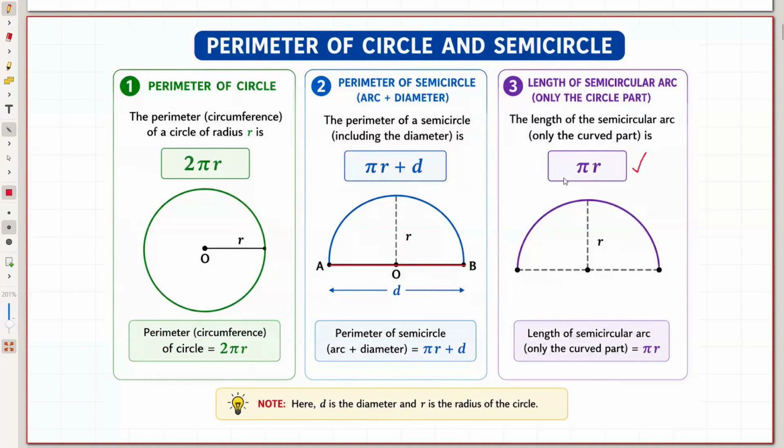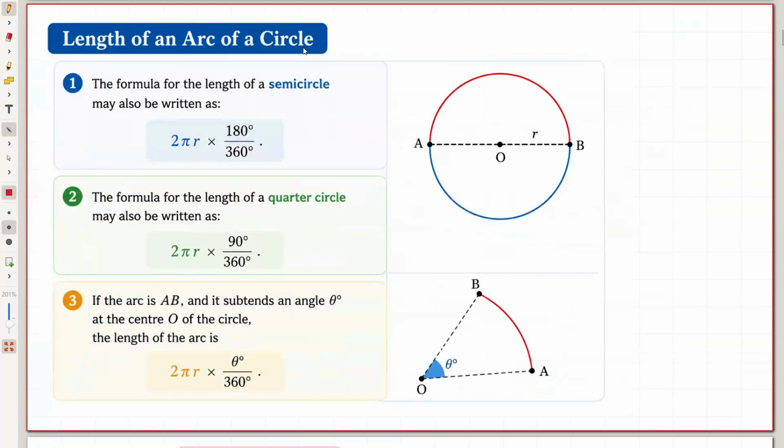So keep remembering this formula: the length of an arc, only this arc part, is pi r. Next, length of an arc of a circle. If it's a semicircle, for finding only the length of the arc, the formula is 2 pi r into 180 by 360. Or we can go with the direct formula: length of a semicircle is pi r. We have learned, right? The formula is pi r for the semicircle. If we simplify this, we will get pi r. How?